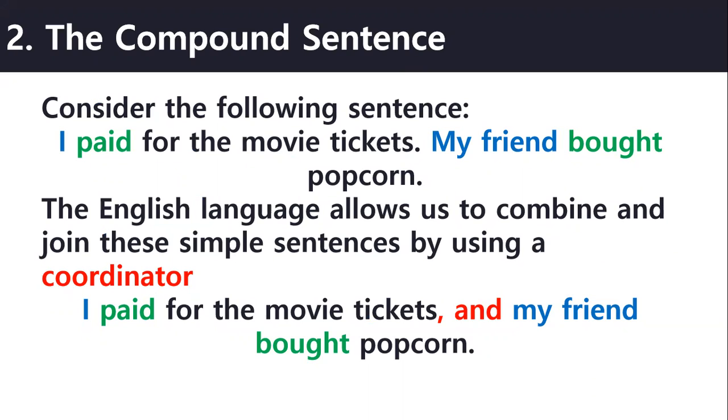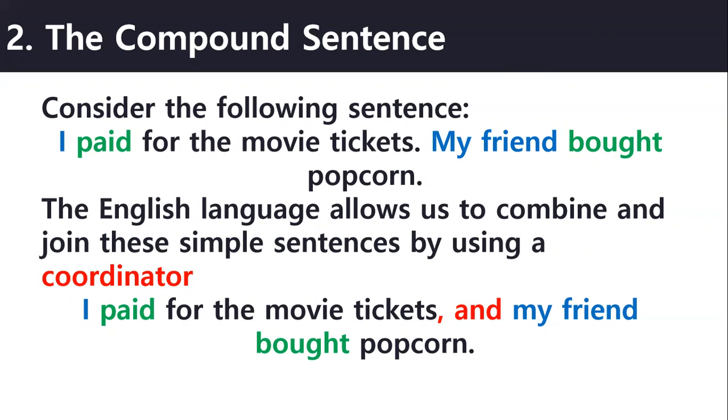So, the second type of sentence is the compound sentence. Consider the following sentences. I paid for the movie tickets. My friend bought popcorn. There are two separate sentences, or simple sentences as we have just established. Each one of them makes complete sense on its own, and you can understand it separately from the other.